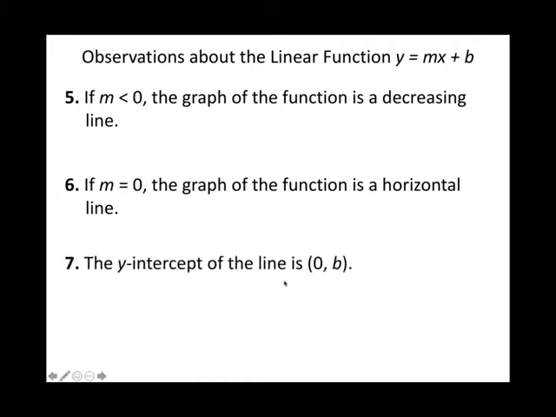And the y-intercept of the line is (0, b). In y = mx + b, the b will be your y-intercept.